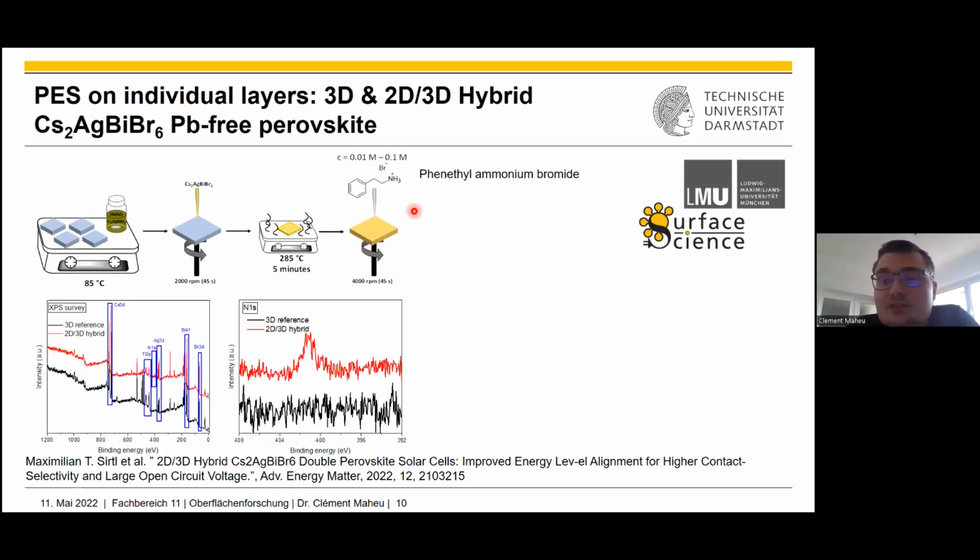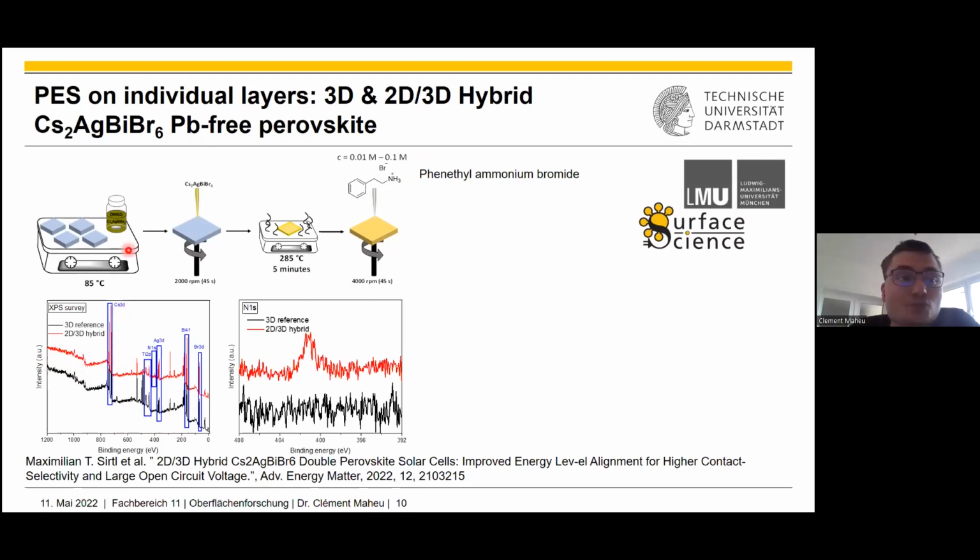Of course, first, with XPS, you can probe some elements. As I said, the binding energies are quite well known. So here you have a survey spectrum, and if you have peaks at this binding energy, you know that it's bismuth.